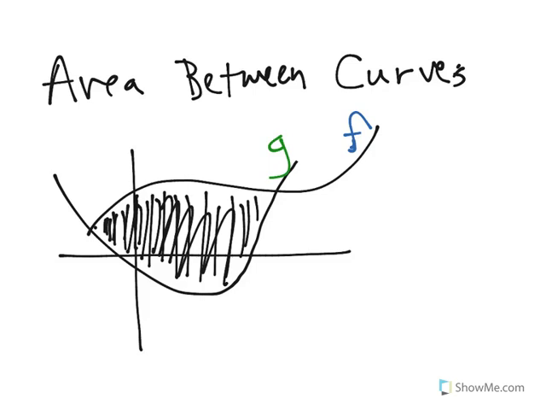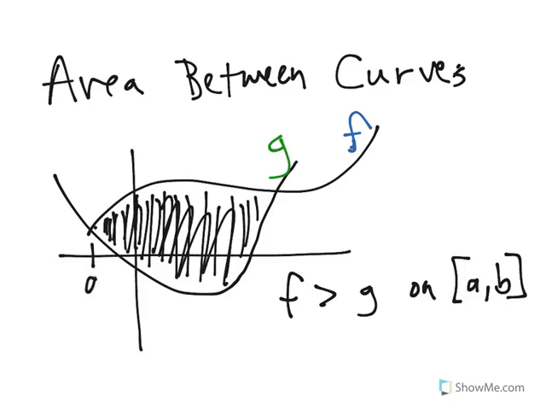In this case, even though I've just hand-drawn this, I hope what's clear is that f is larger than g on the interval from A to B. They have endpoints where they intersect. We'll deal with multiple intervals in a minute, but let's say that the value where they first cross is A and over here is B. So from A to B, f is higher.